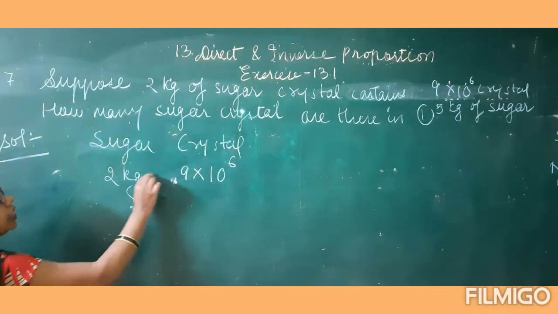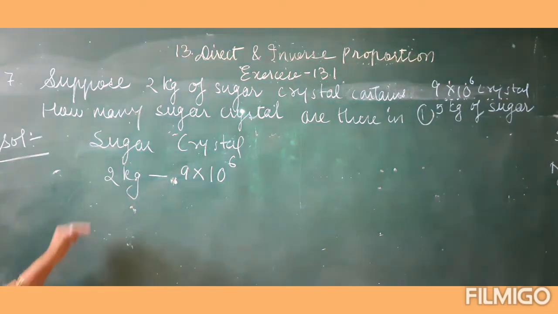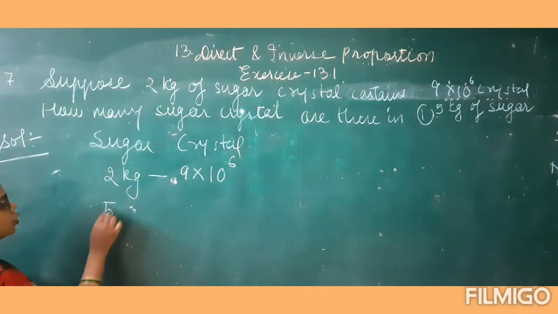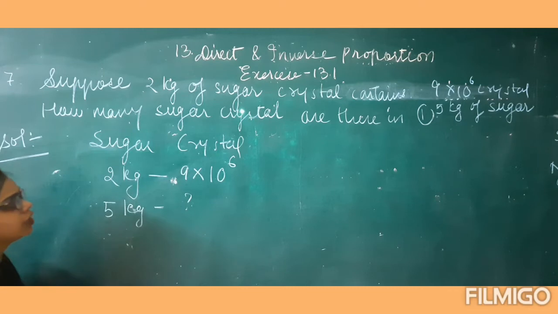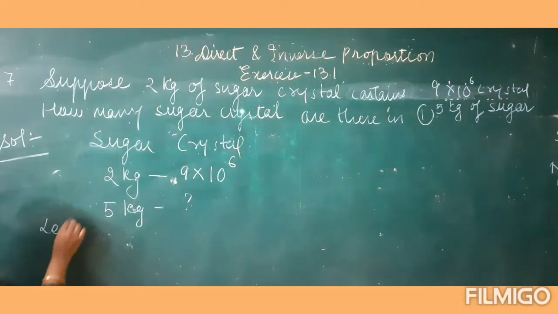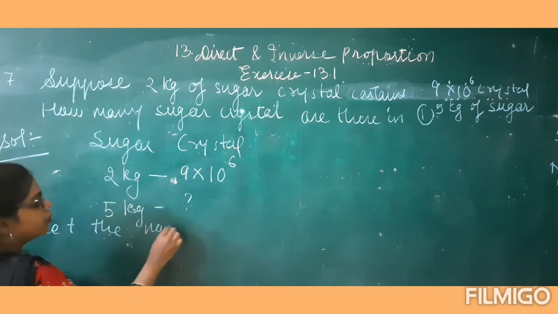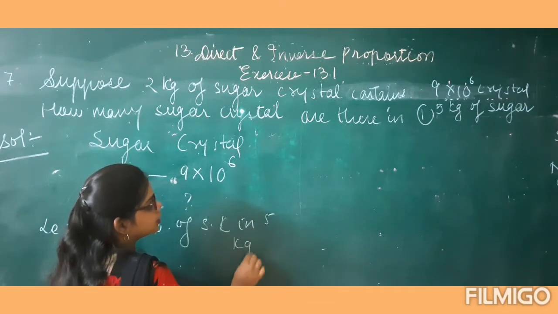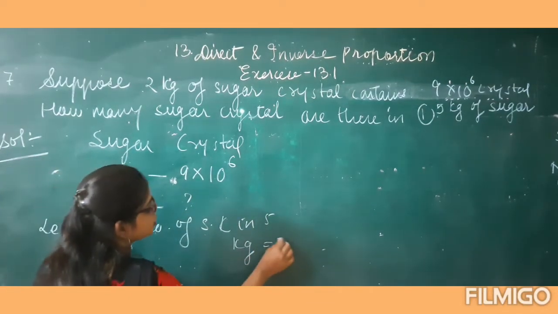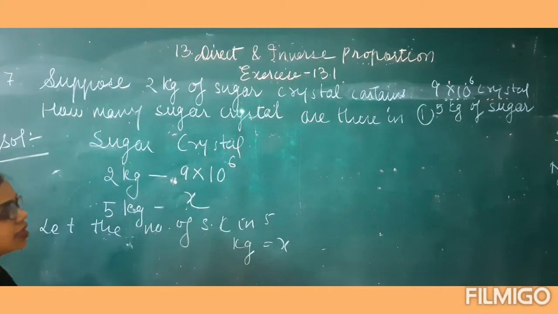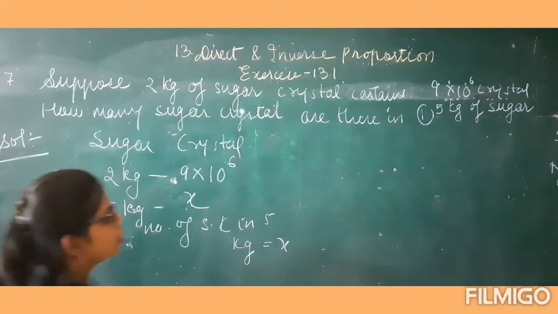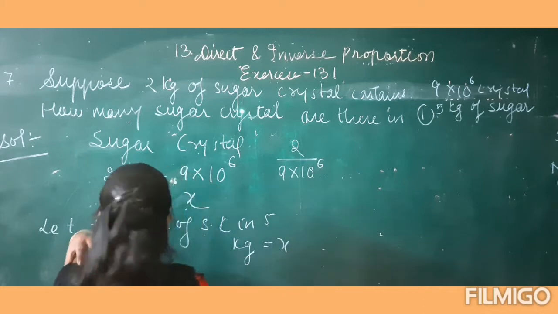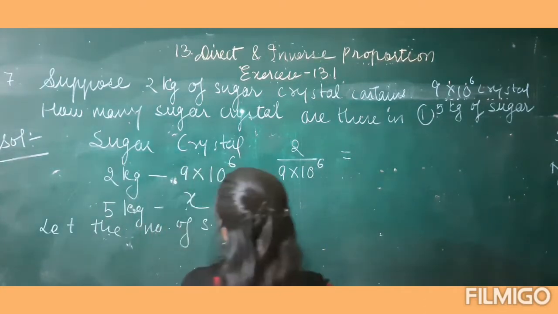This is 2 kg sugar. It is containing 9 into 10 to the power 6 crystal. So you have to find how many sugar crystals are there in 5 kg of sugar. So let's suppose, let the number of sugar crystals in 5 kg be X. The equation thus formed will be, on 2 kg it is giving 9 into 10 to the power 6 crystal. So in 5 kg how much will it give?